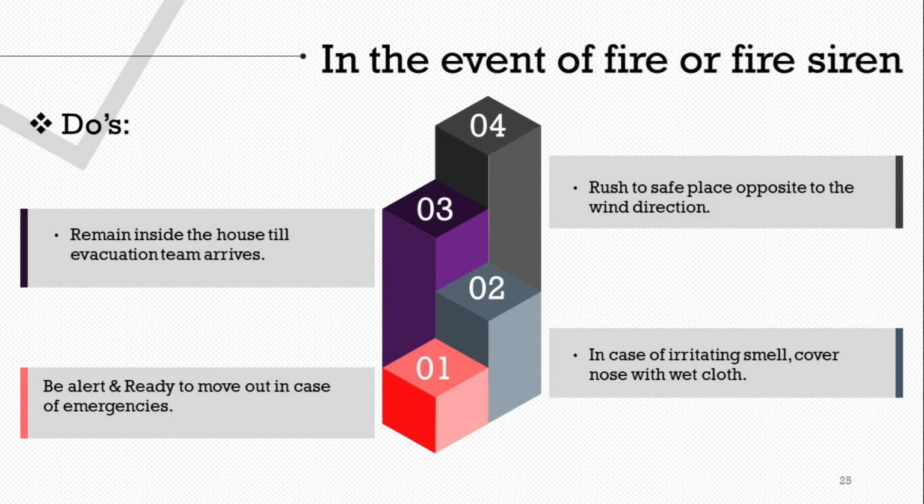Now we talk about the do's and don'ts when fire exists. First, what we have to do is be alert when the fire siren starts and be ready to move out in case of emergencies. If there is an irritating smell, then cover your nose with a wet cloth. If there is so much fire outside, then remain inside the house until the evacuation team arrives. They will keep you safe from the fire. If the fire is moving in the wind direction, then rush to a safe place opposite to the wind direction. Next slide, please.